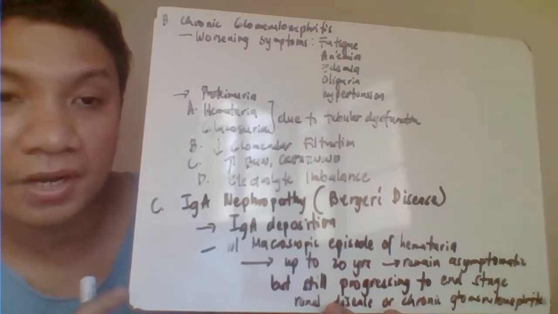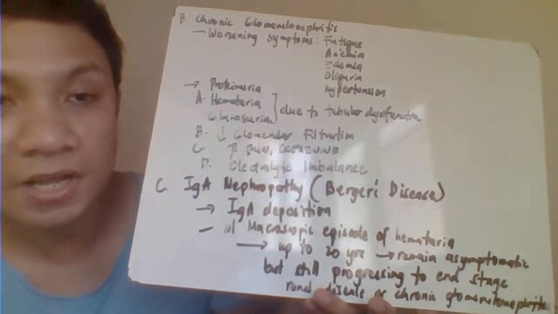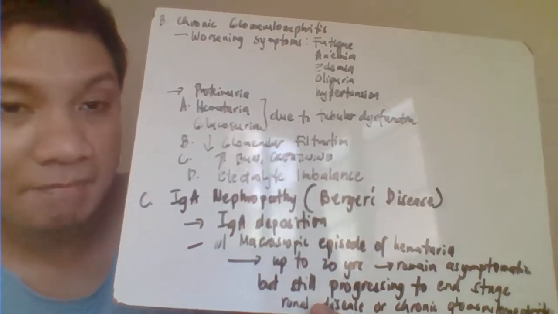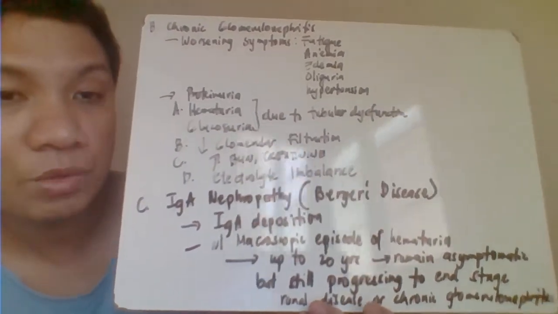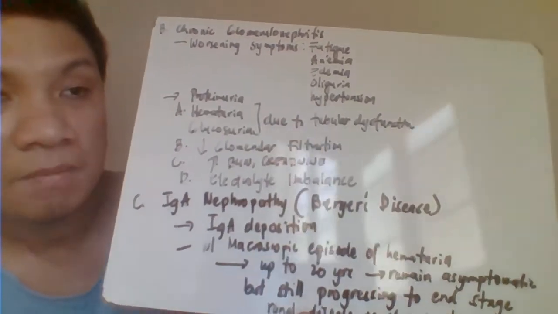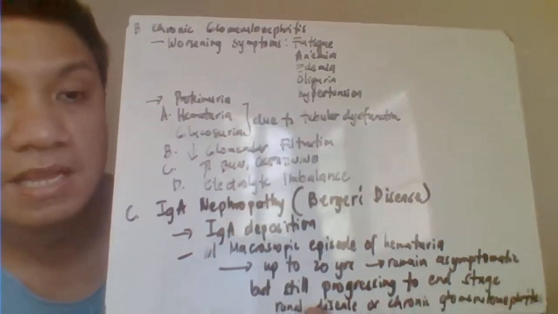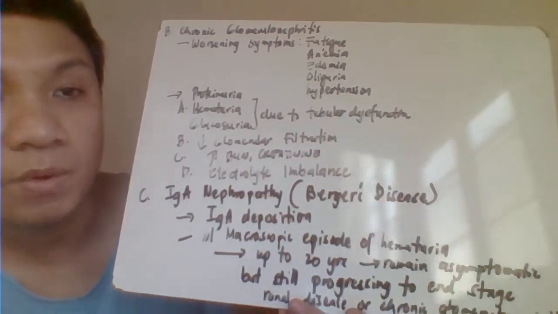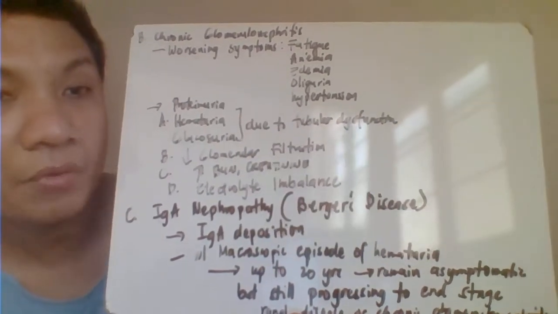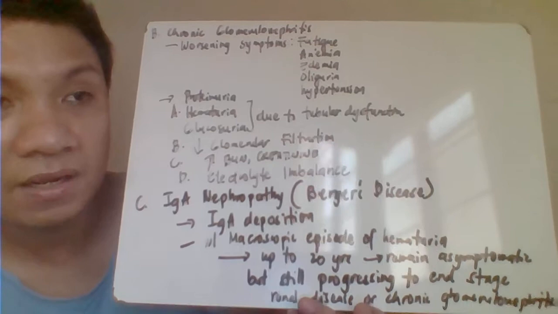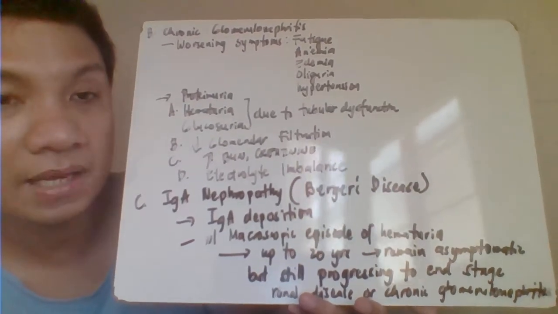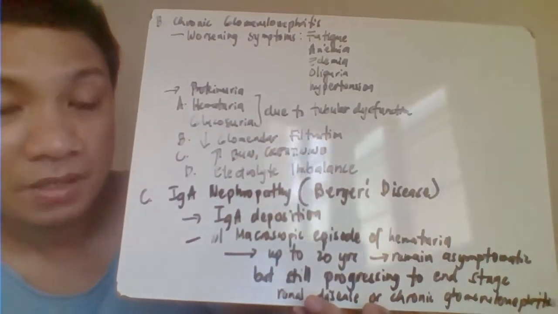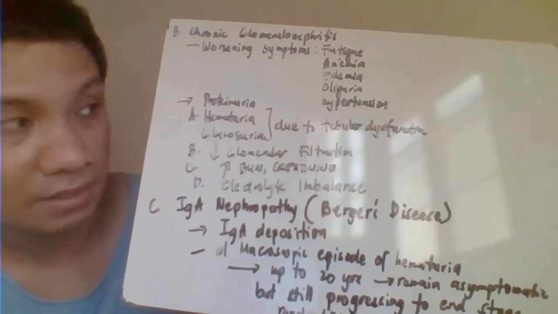Okay, now we have your chronic glomerulonephritis. So, earlier was acute, this one is chronic. If it is chronic, it means it has a longer duration, recurring, and not being treated. That would be characterized by a worsening condition, with manifestations of fever, fatigue, anemia, hypertension, oliguria, and also edema. Okay, and basically you have the presence of the classic proteinuria, hematuria, and even glucosuria because the renal tubules are already damaged, including their ability to reabsorb even glucose. It cannot reabsorb, and therefore glucose will be present in the urine of the patient.